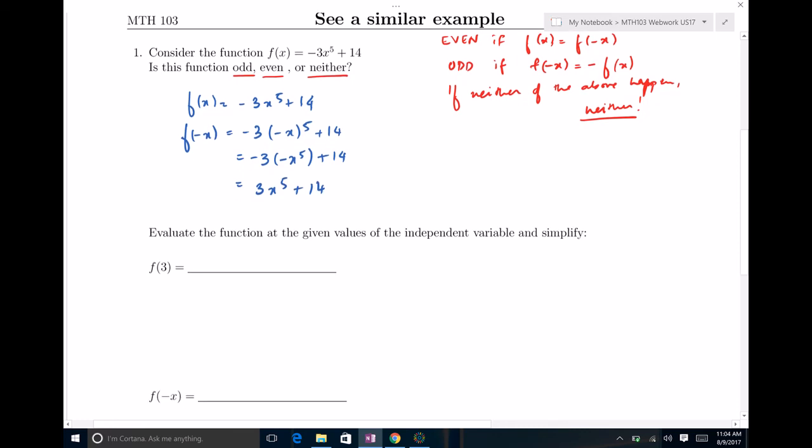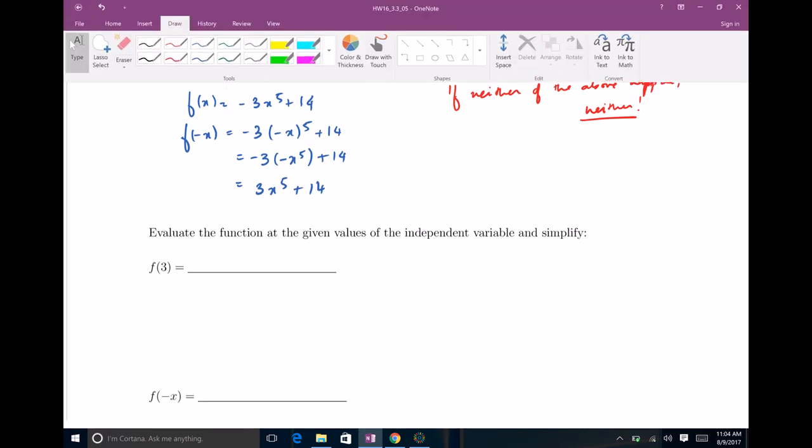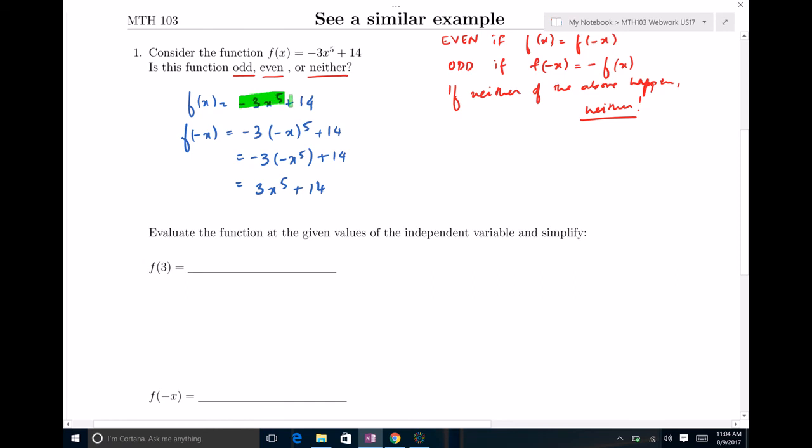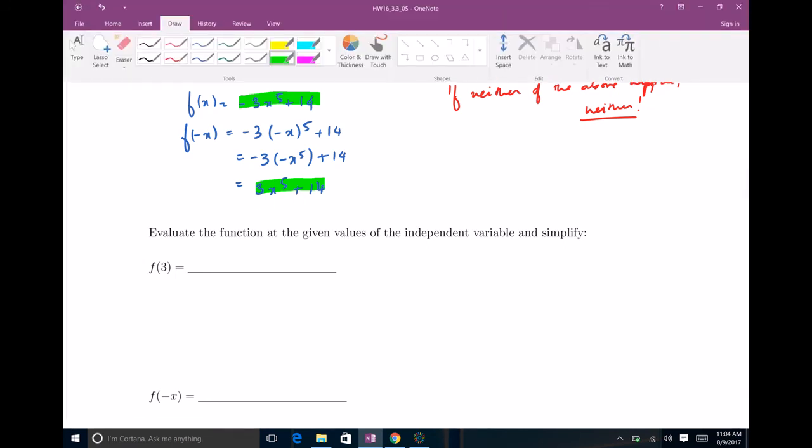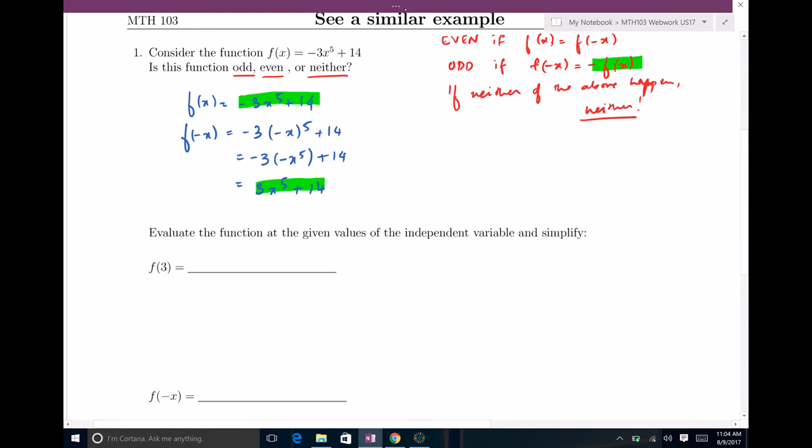You will see that the function has not remained the same. f of x that you had is negative 3x to the fifth plus 14, and what you have now is 3x to the fifth plus 14. Nor is it true that this is equal to the negative of f of x either, because in that case both the signs should have switched. So in this case we would like to say that the answer is actually that it's neither.